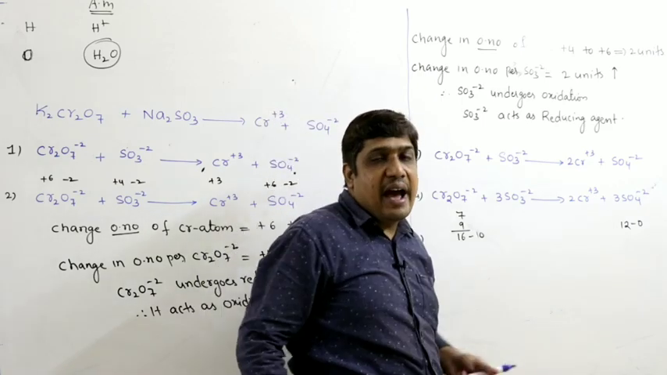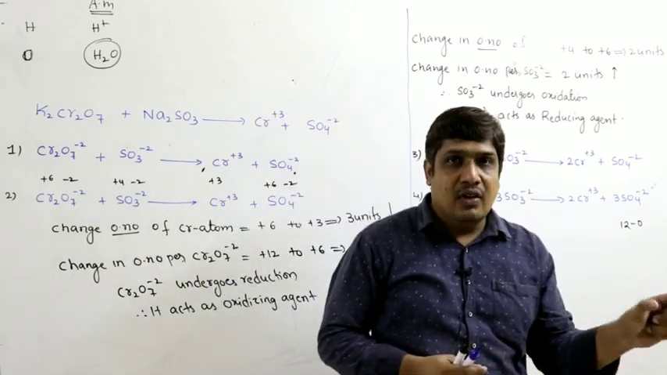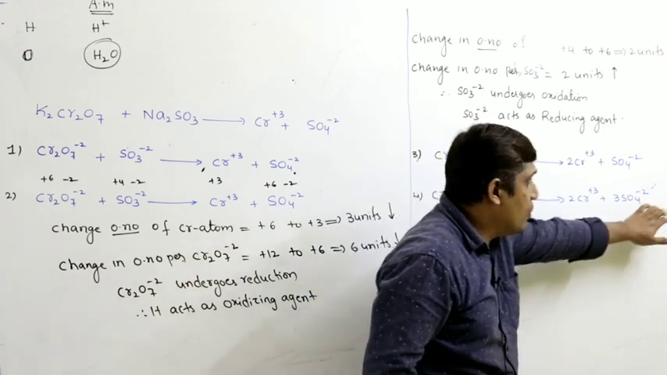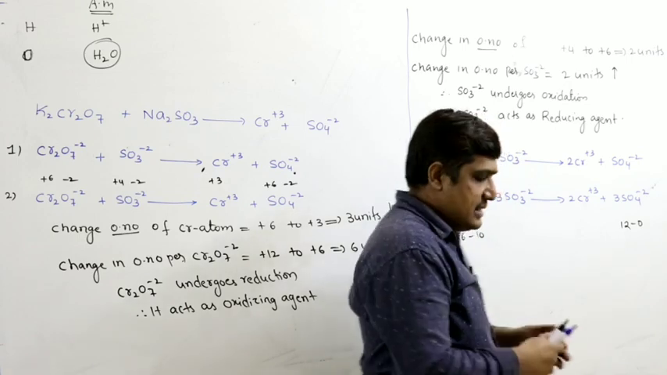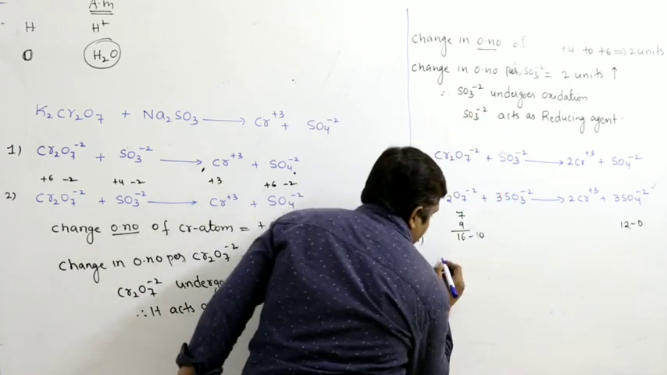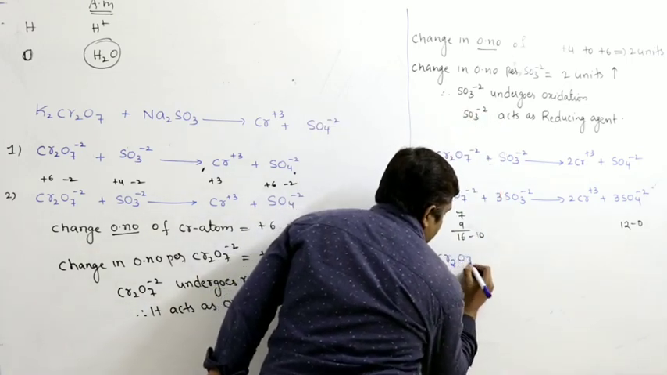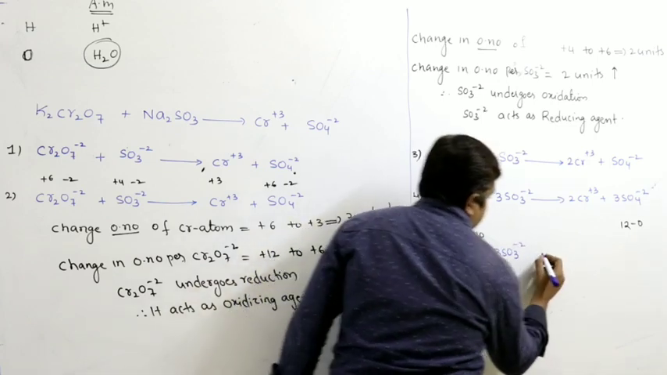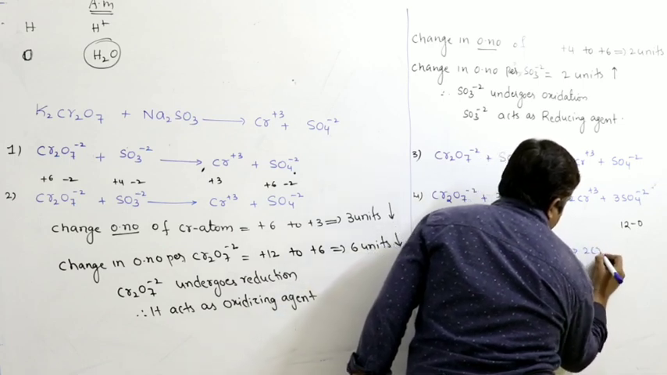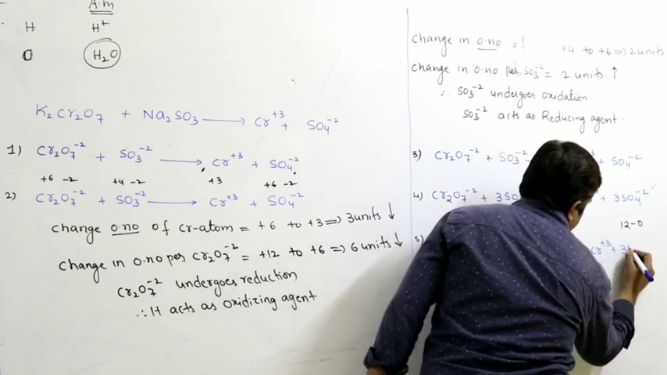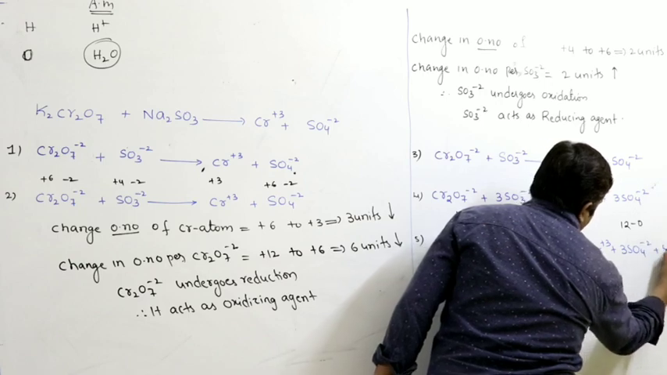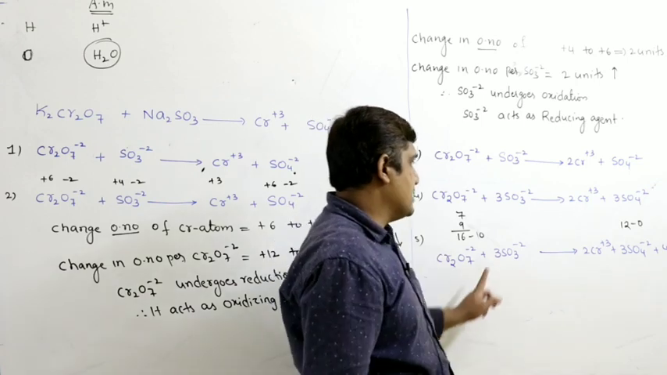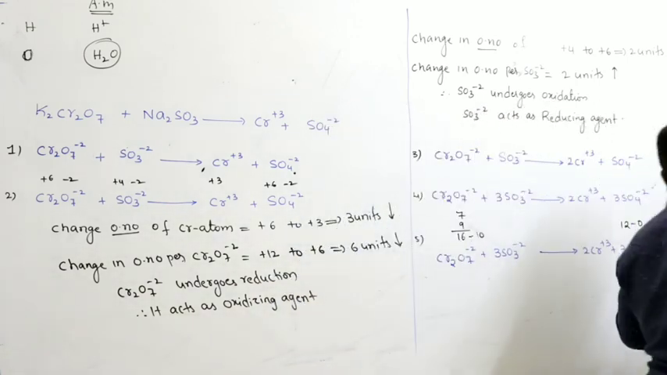How many waters should I add? If I add 1 water, 1 oxygen atom will increase. We require how many such oxygens? 4. So, I have to add 4 oxygens on the right hand side. Adding water on the right hand side, 4 H2O. Now you can count oxygens: 7 plus 9 is 16, 3 4s are 12 plus 4 is 16.